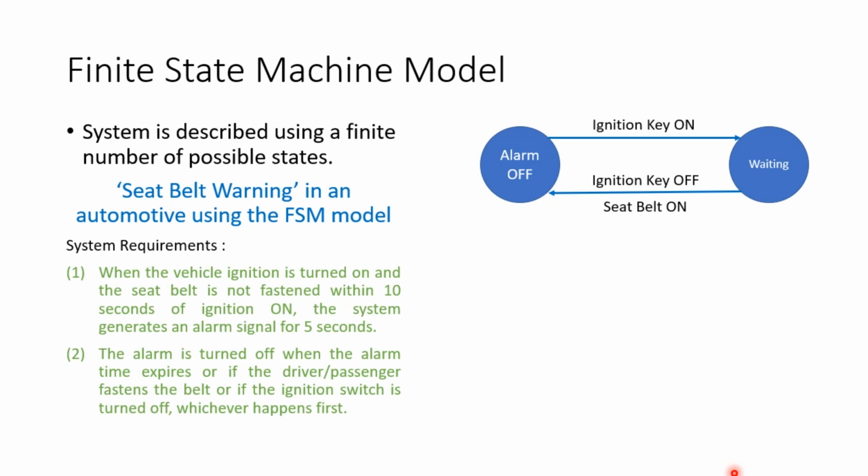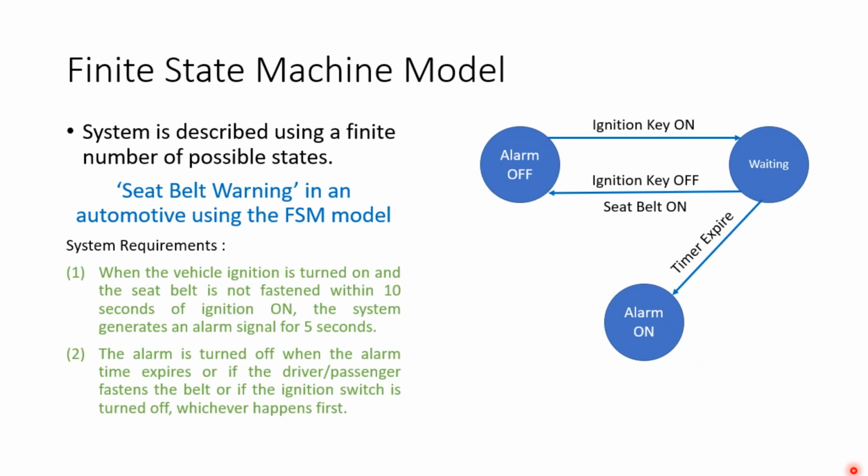Let us imagine that these 2 things didn't happen. The timer has expired, the driver never managed to put on the seat belt. So that will be the next event. The timer expired, in the sense 10 seconds is over, then you should switch on the alarm immediately. That is the next state. You switch on the alarm and you will remain in this state for the next 5 seconds. Remember that, because the requirement is that the alarm signals for 5 seconds. So for 5 seconds I will be remaining in this state.